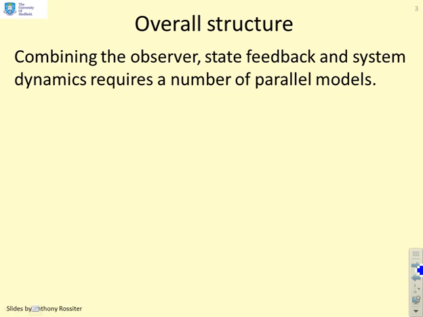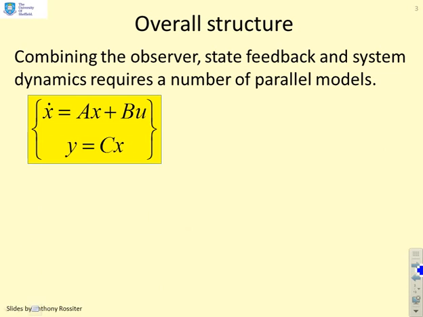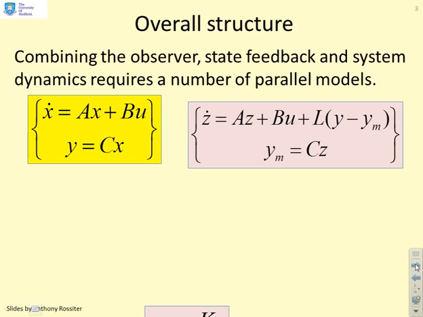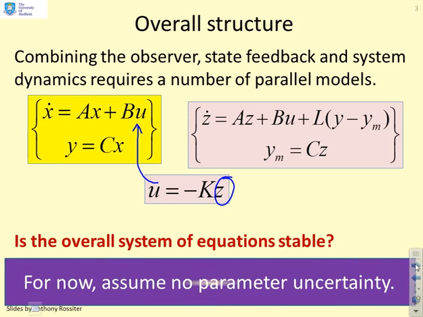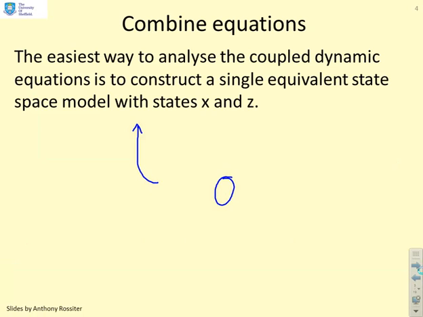So if we combine an observer, a state feedback and system dynamics, we're going to end up with a large number of parallel models. So here's the underlying system, x dot equals Ax plus Bu, y equals Cx. Here is the observer, and in addition we've now got a state feedback, but critically this state feedback uses z, but the u goes into the original dynamics. So what we want to know is, is this overall system of equations closed loop stable? For now, we're going to assume no parameter uncertainty, so we'll assume that A, B and C are known exactly.